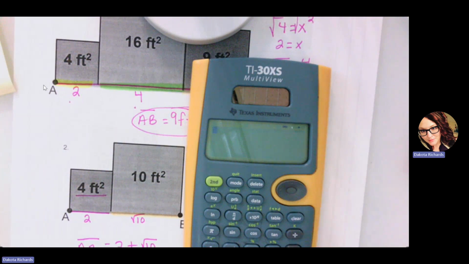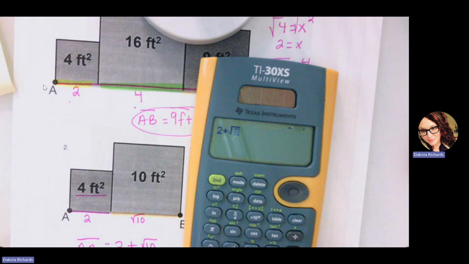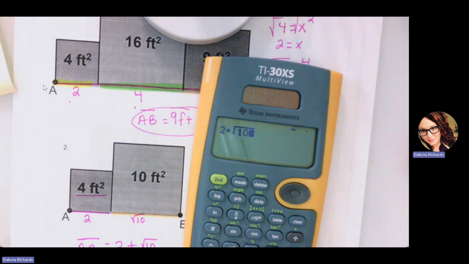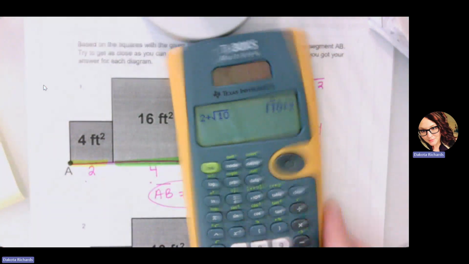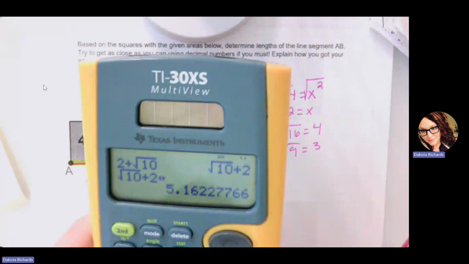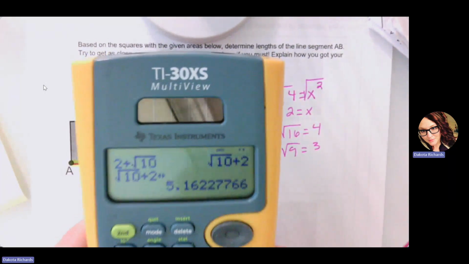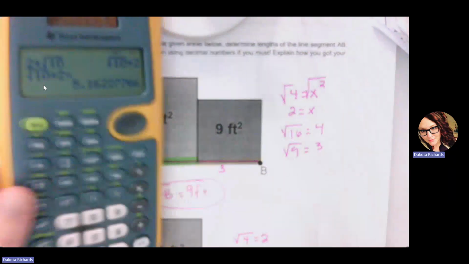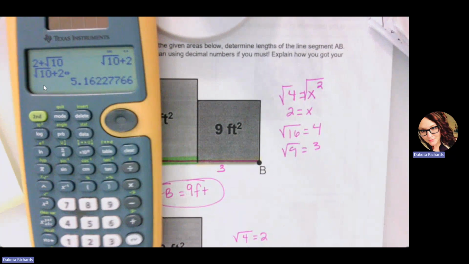Okay, so we're going to have 2 plus, you hit second and then x squared, and then we're going to do the square root of 10. Hit enter. And then when you get to this part, if you go down to the toggle button, it is right here. The little arrows, click that. And it gives you a decimal. We're going to round to 2 decimal places. This is going to be approximately 5.16. 5.16 feet.